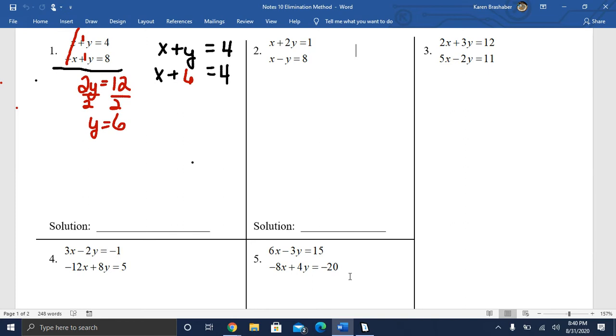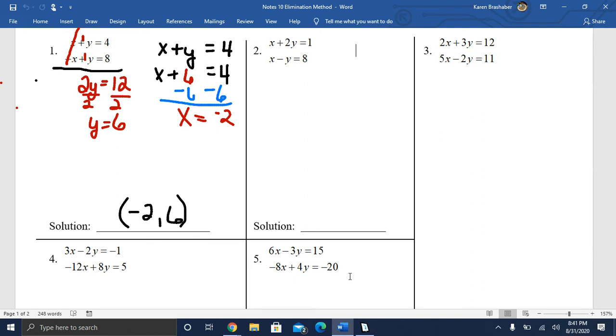So x plus 6 equals 4. We will subtract 6 from both sides of the equal sign and discover that x equals 4 minus 6, which is negative 2. And then we want to write your final answer as an ordered pair. So the ordered pair solution for x is negative 2, and for y is 6.